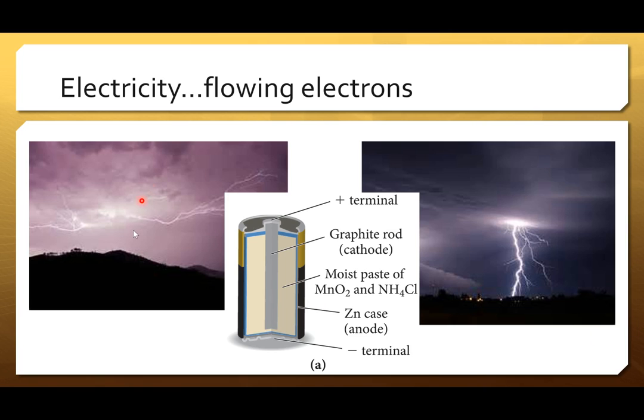So that is our lightning. That's how lightning forms. That's how we see the travel of electrons. Here we see a battery, and what you'll find is that this works very similar to lightning.